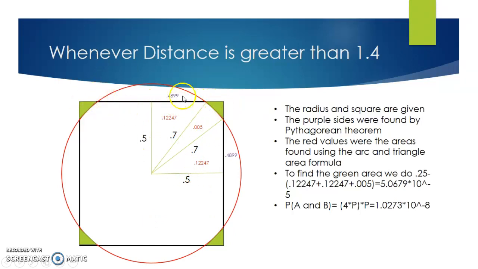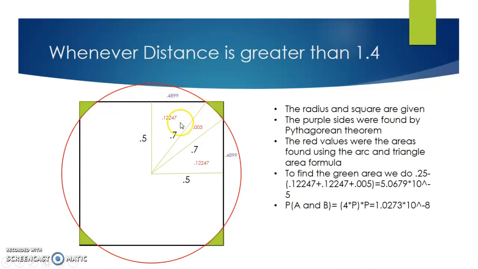We used this square right here, and we used geometry to figure out these red areas. The area of a triangle is 0.5 times this one. We got this purple value from using the Pythagorean theorem with 0.7 as the hypotenuse, and this as the adjacent side. So we did 1/2 base times height to get this area. We got this area from the same exact thing since these are both the same.